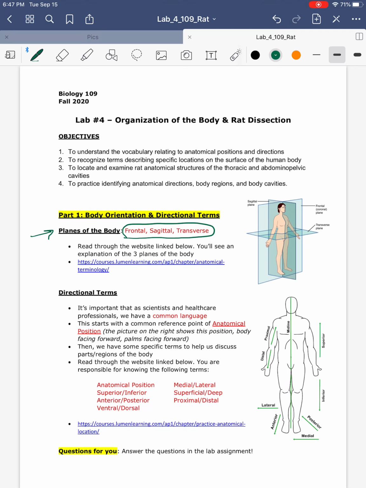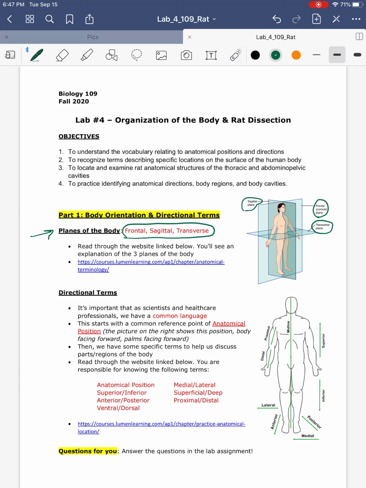The sagittal plane is an imaginary plane that divides the body into right and left halves. The frontal plane, as the name suggests, is an imaginary plane that divides our body into front and back halves. And that leaves the transverse plane, which divides our body into top and bottom halves. I've given you a link. This one isn't a video, but it's a good website to show you some more explanations and pictures.